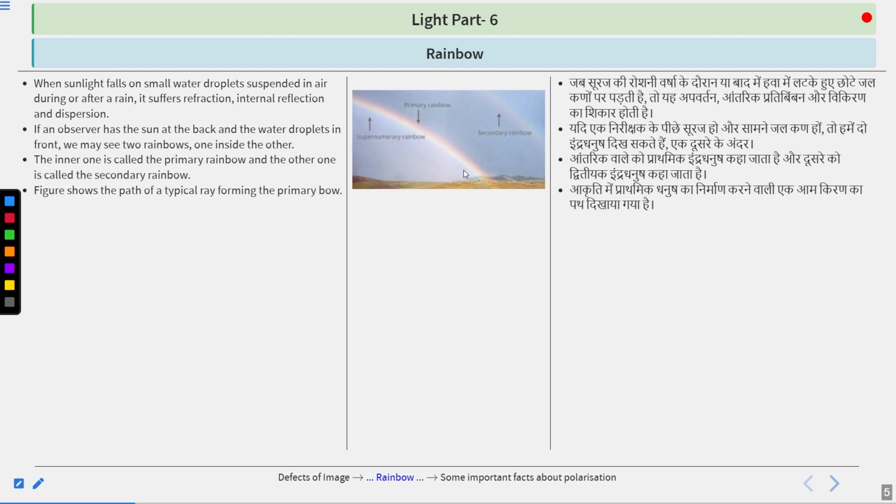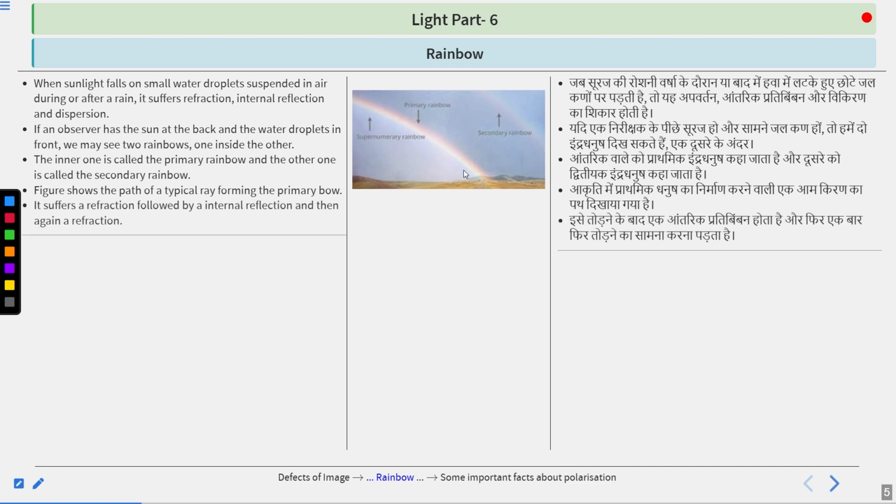Figure shows the path of a typical ray forming the primary bow. It suffers a refraction followed by an internal reflection and then again a refraction. So first the refraction happens, second internal reflection happens, again refraction happens when the primary bow is to be formed or is to appear.